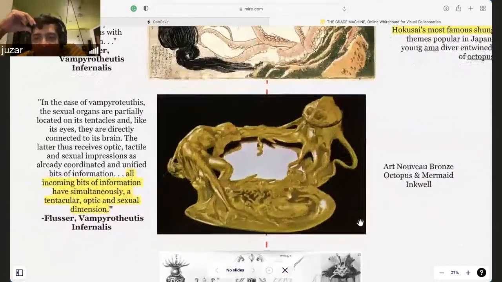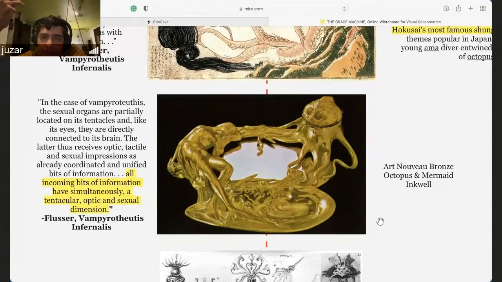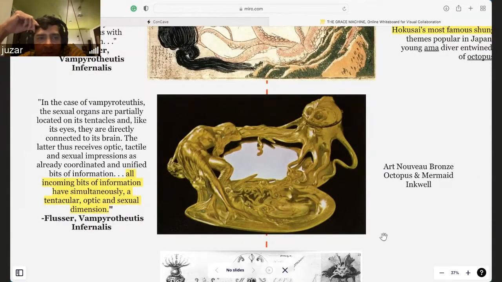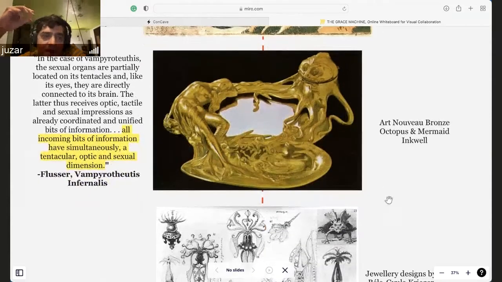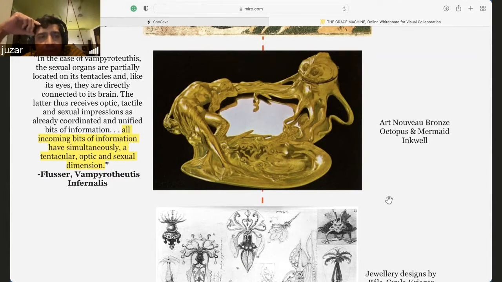you have an Art Nouveau bronze octopus and mermaid inkwell. In the case of Vampyroteuthis, the sexual organs are partially located on its tentacles and, like its eyes, they're directly connected to its brain. The latter thus receives optic, tactile, and sexual impressions as already coordinated and unified bits of information. All incoming bits of information have simultaneously a tentacular, optic, and sexual dimension.